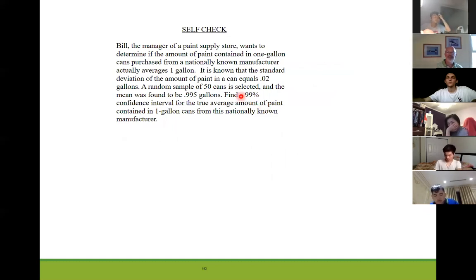Here's our question. So this is the end of the first topic, and then I'm going to jump to the second topic for today. Okay. So everybody take a minute and do this problem.